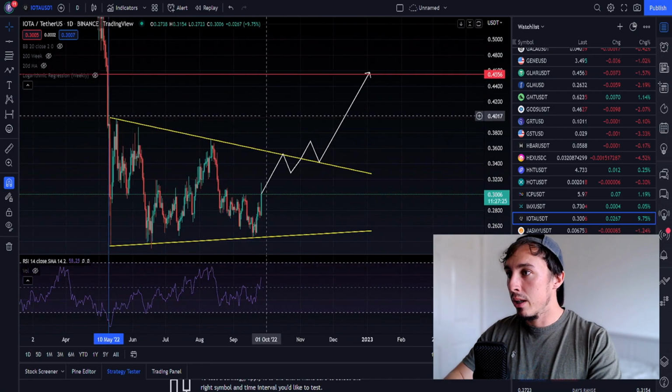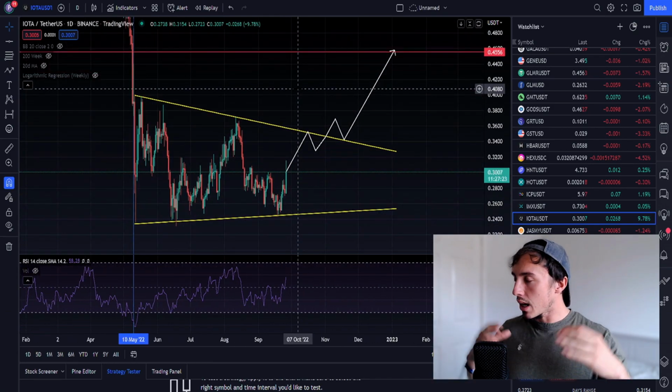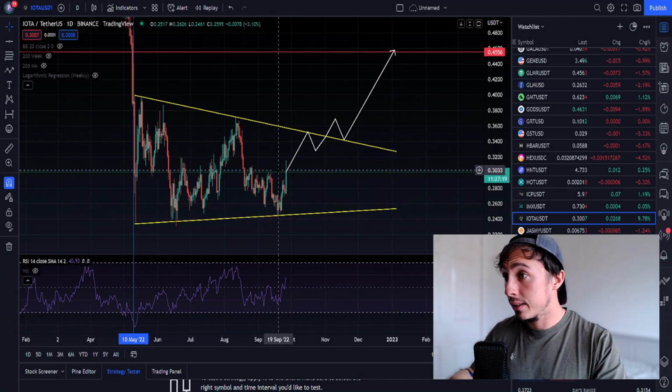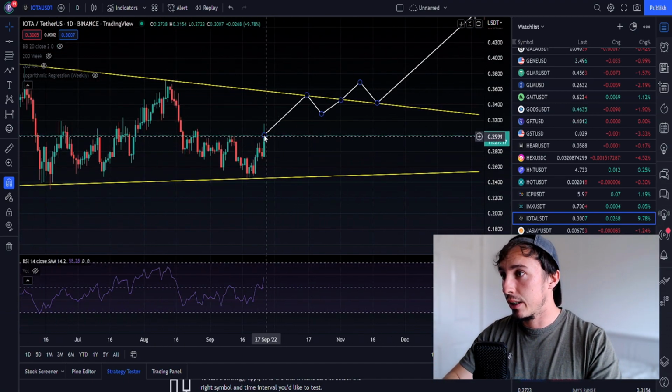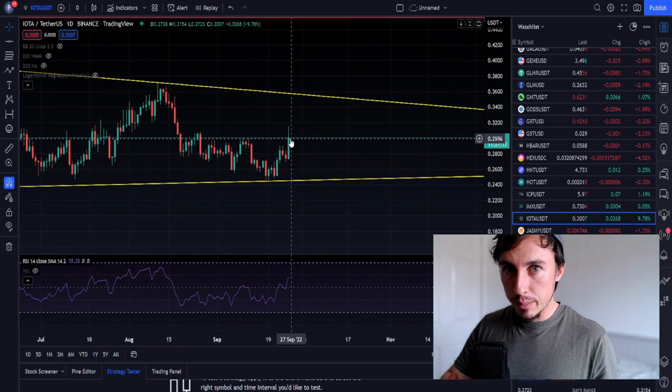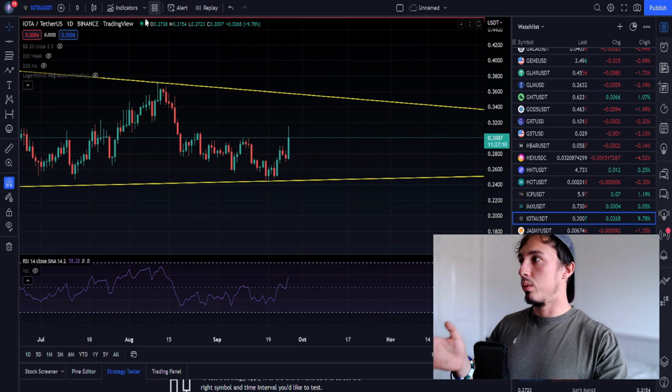So in my opinion, we need to see IOTA break out of this horizontal channel, a consolidation pattern. On the daily time frame, you can see we have got quite a large selling wick over here, as we are sort of losing a bit of retracement and momentum from the bulls at the moment.